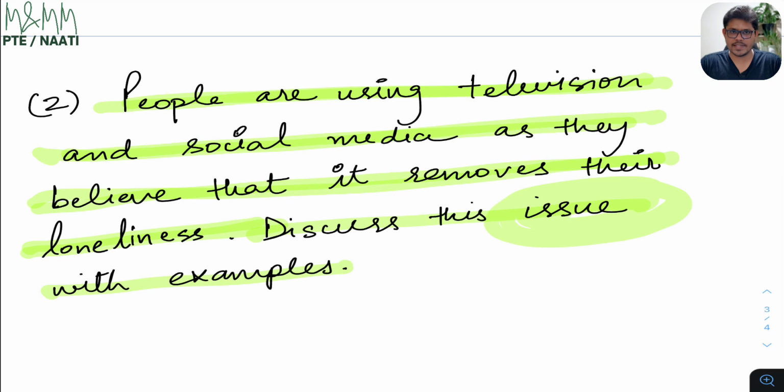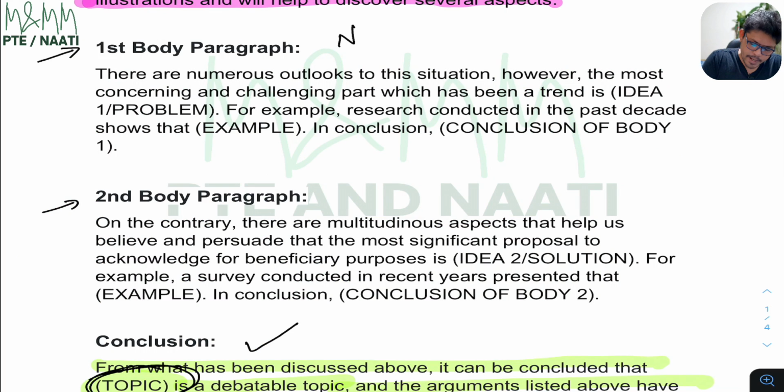Let's come back to our essay template. Again, I'll make it very clear. Negative paragraph where I'll discuss the problem.